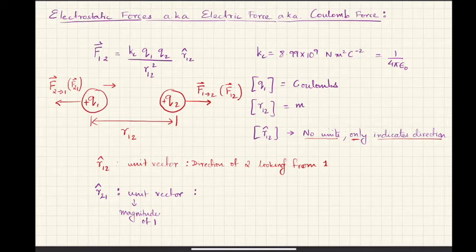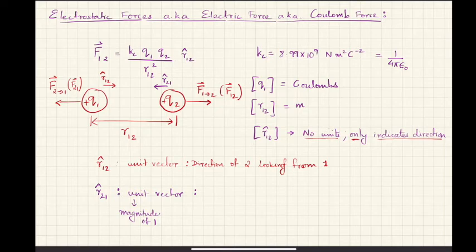And when I am standing now on 2 and looking towards 1, then I am going to draw a unit vector that looks like that, right? So this one is R21 hat, and this one up here is R12 hat. Notice that the same thing doesn't happen for the distance, which is called R12.